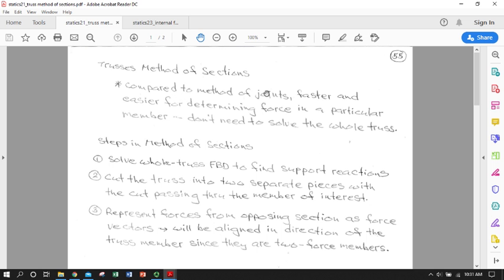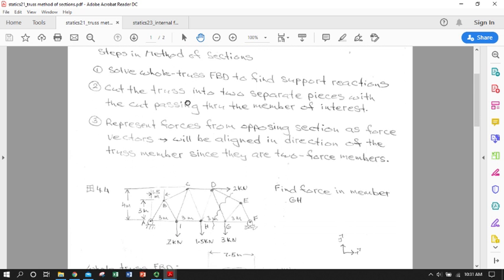Compared to the method of joints, this method is faster and it's much easier for determining the force in a particular member. We don't need to solve the whole truss, so that's the big advantage over method of joints. So we'll go through the step-by-step way to go about this. Again, this is just another application of putting things in static equilibrium and leveraging the fact that a truss has nothing but two force members.